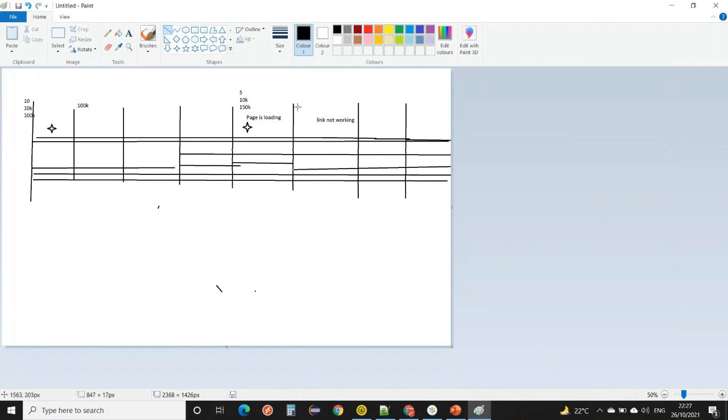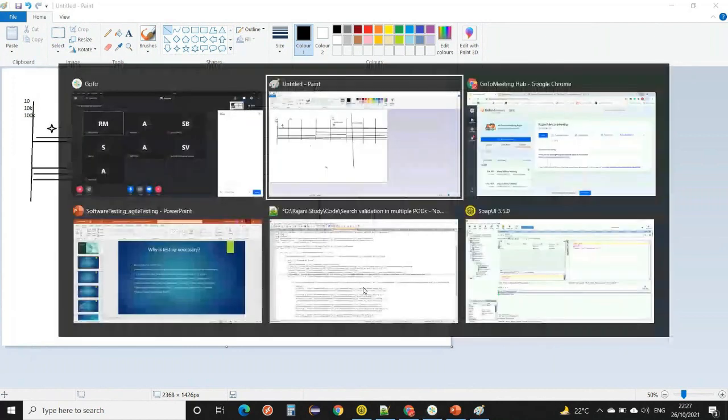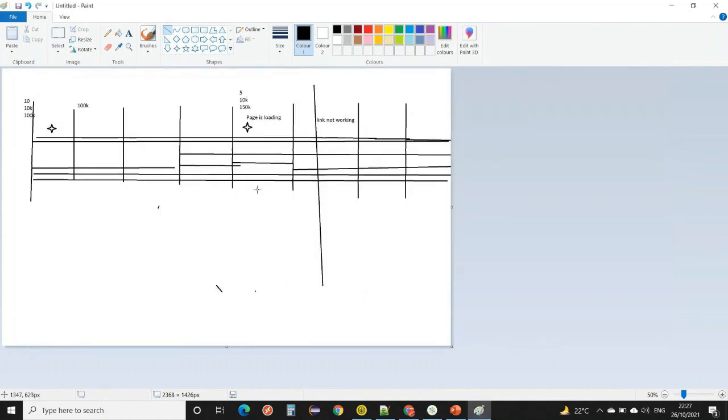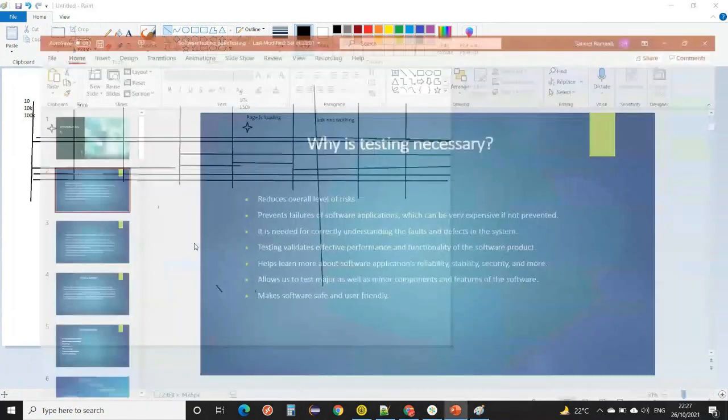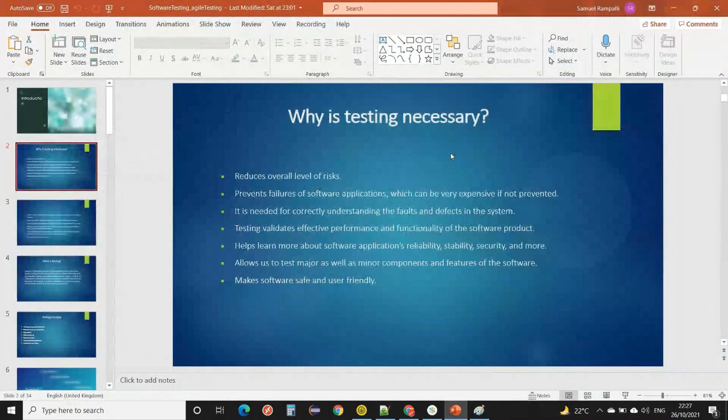So the delay in testing will make your application very costly. A delay in finding the defects will make your project duration long, and then the project cost will go high. That is why testing is necessary, and testing should start from the early stages of software development.